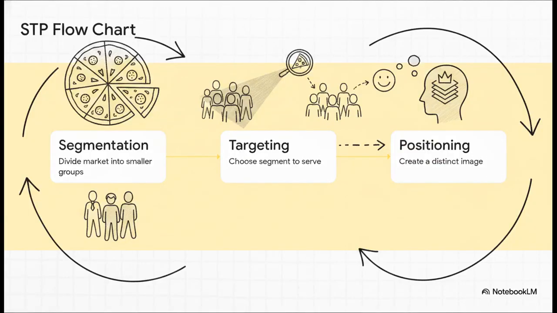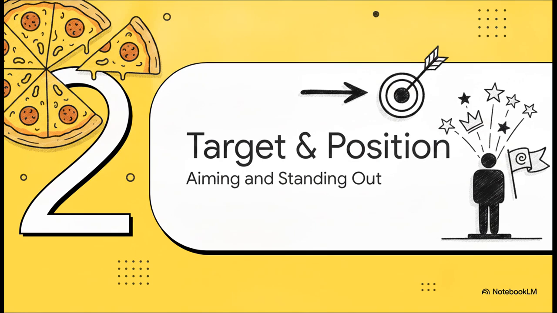And all of this creates a really logical, continuous feedback loop. We segment to actually find the groups, we target to pick our specific audience, and then we position to claim that mental real estate. It's a beautifully simple sequence that just constantly builds on itself. Moving right along to part 2, targeting and positioning, aiming and standing out.